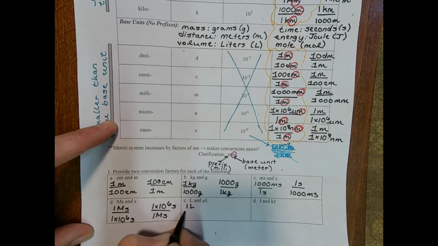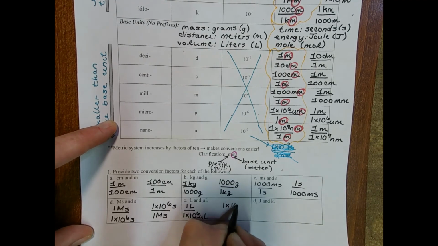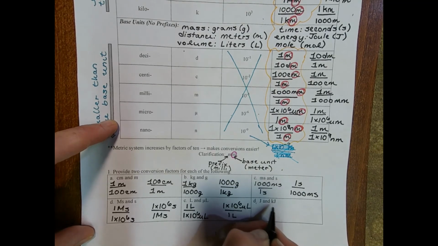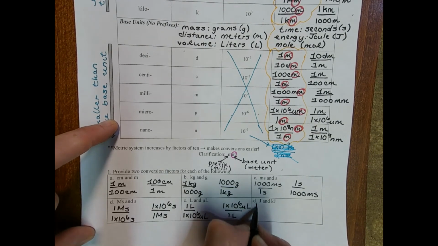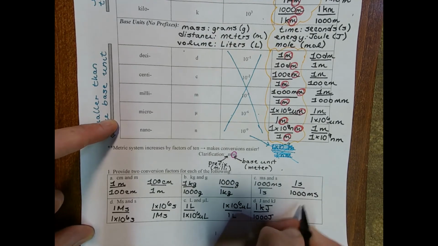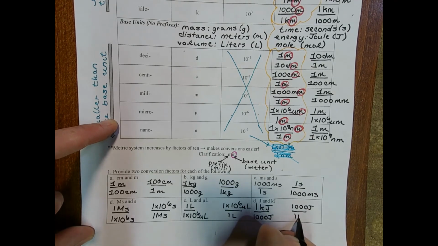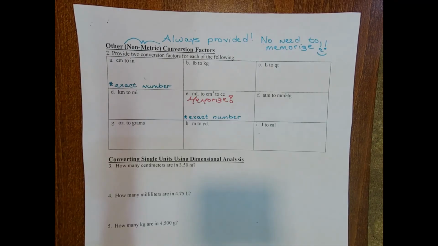Between liters and microliters, liters is bigger. So 1 liter has 1,000,000 microliters. There's 1,000,000 microliters in 1 liter. Kilojoules and joules. Kilo is always bigger, right? So 1 kilojoule has 1,000 joules, and there's 1,000 joules in 1 kilojoule.